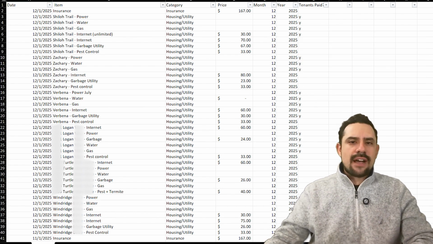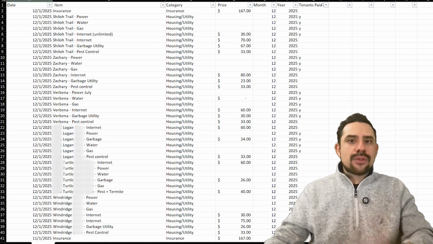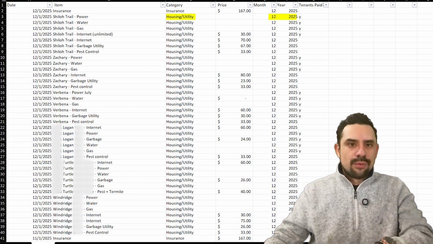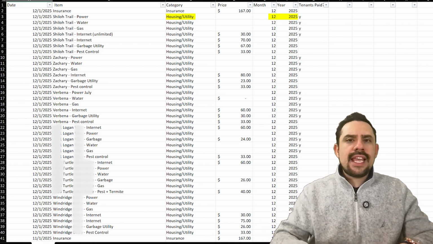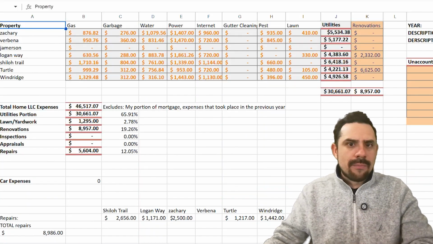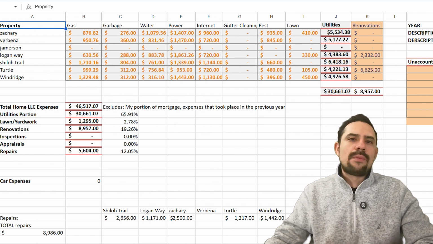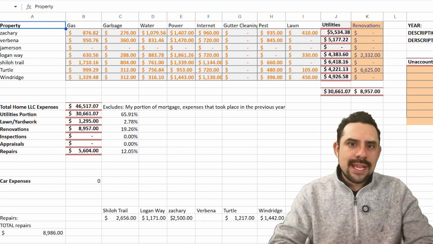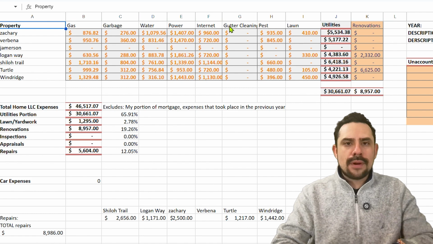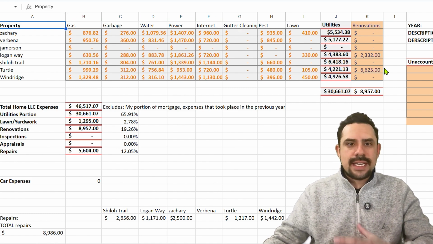But this specific file is a copy of that file, filtered down to only include the housing expense type and the relevant year. As you can see, if I switch over to the other tab, this is the file I care about. I created this using basic Excel equations to help me group the expenses by property, specifically how much was paid for each utility type per property, as well as summing up the total repairs and renovations across each property.